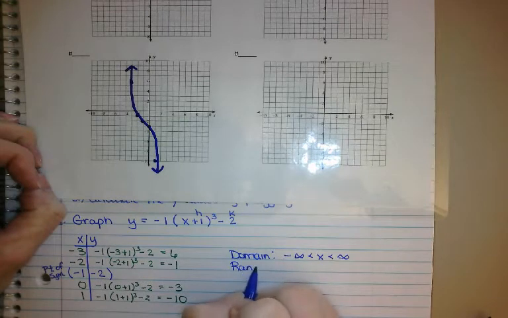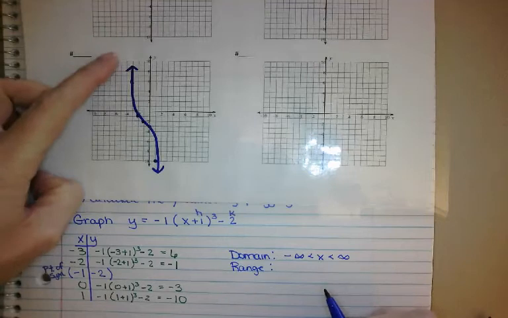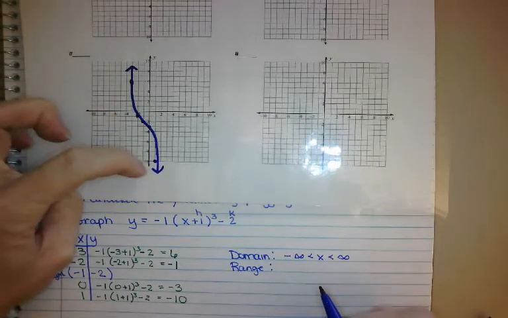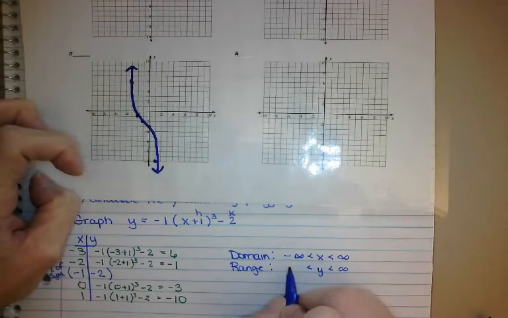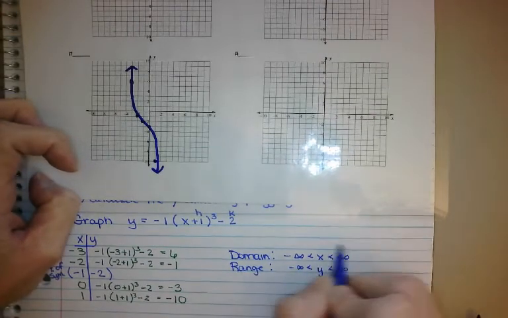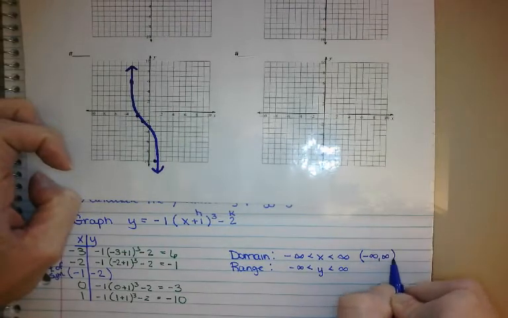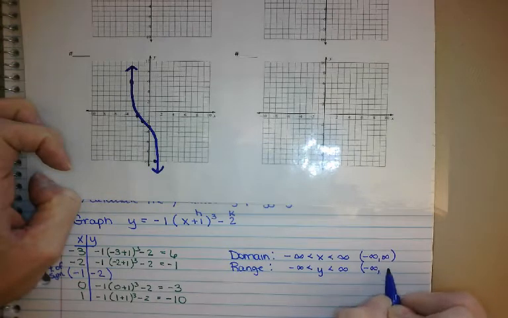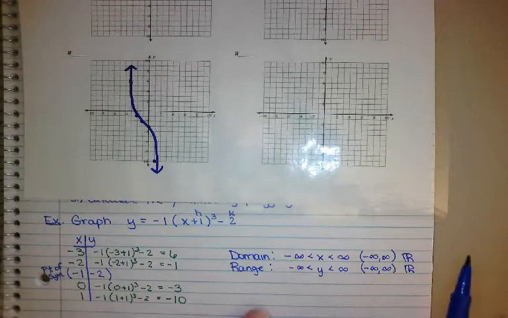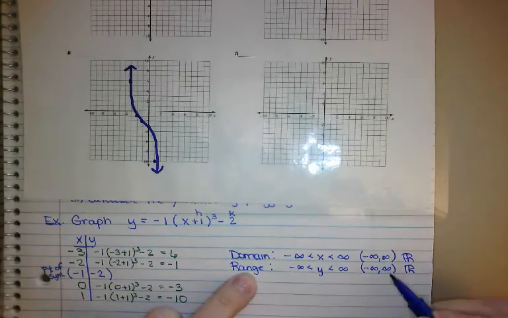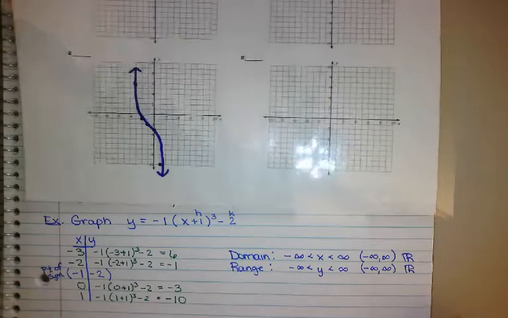The range describes the y values. Is this graph going to go up forever? Yes. Is it going to go down forever? Yes. So the y values go to infinity and negative infinity. This is inequality notation. Remember, interval notation would look like this. You could also use that notation. A little side note: the domain and range for cubic functions will always be all real numbers, if you want to remember that.